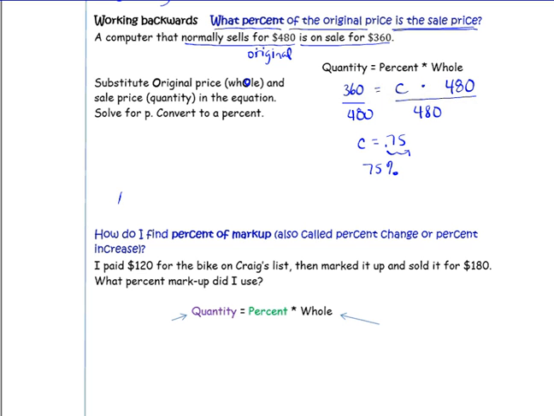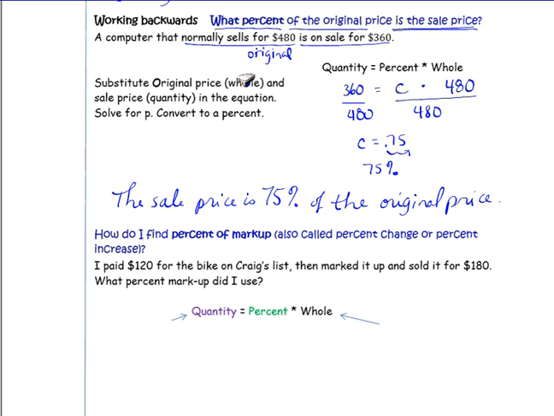What that means is the sale price is 75% of the original price. So this person has saved 25%.